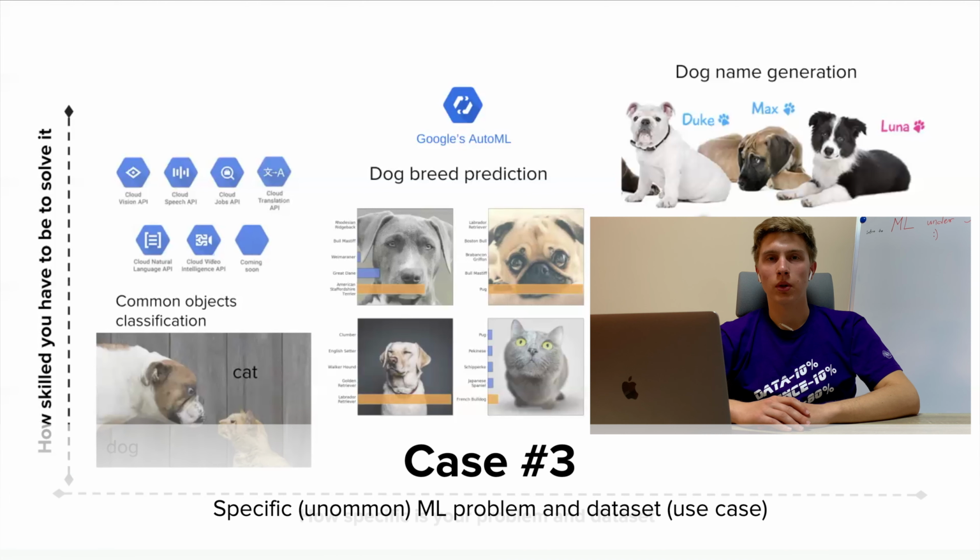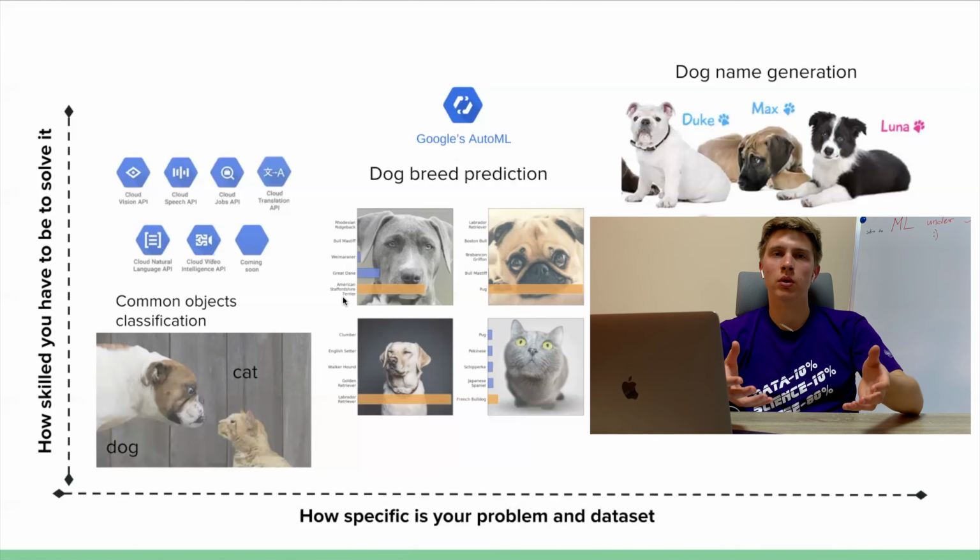But now, what if you have a slightly different problem? What if it's not simply classification or segmentation or regression or any other well-studied and well-defined problem? For example, you would like to take an image of a cat or a dog or a pet and generate a name for that pet. So it's not a well-defined problem. It's a combination of natural language processing and computer vision, and it's very non-straightforward.